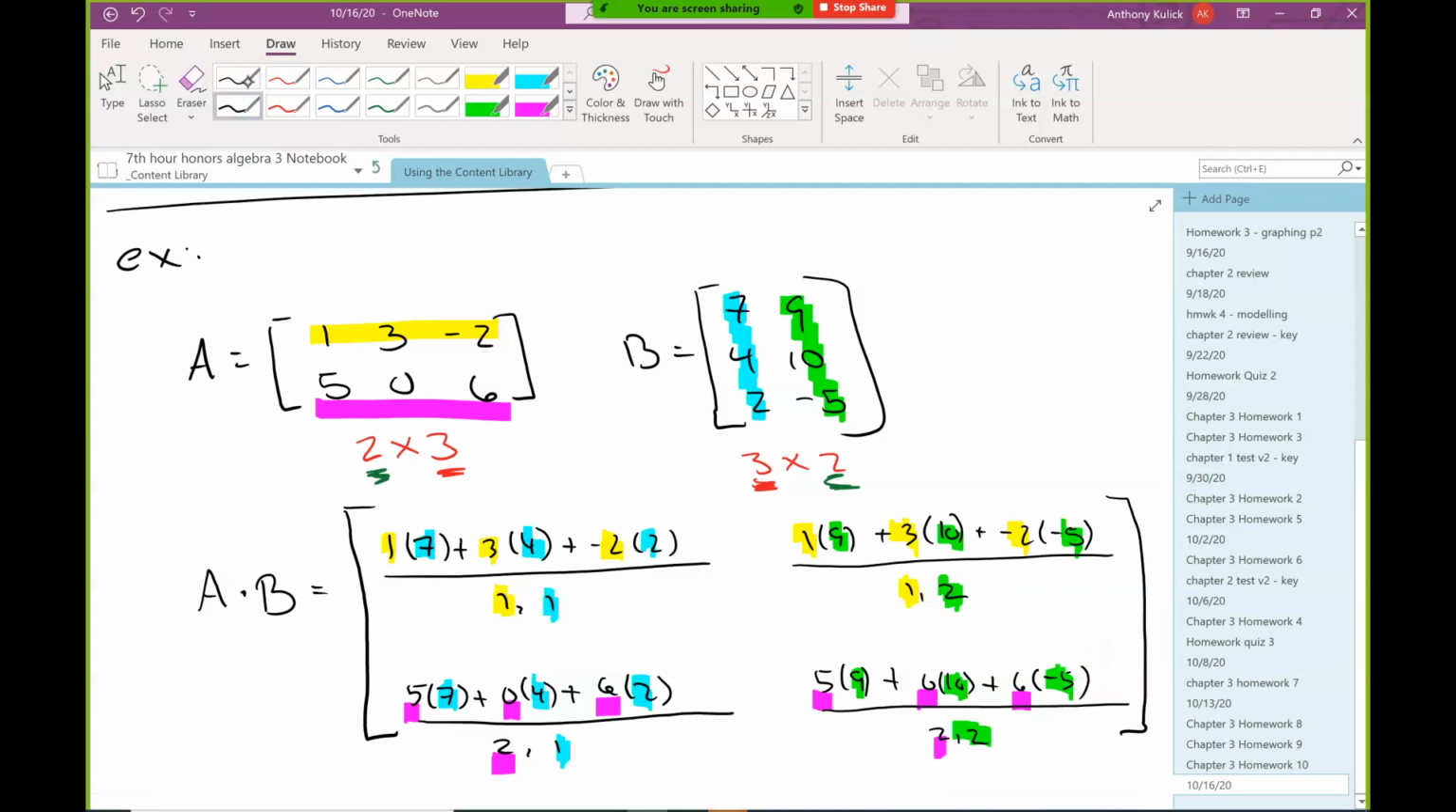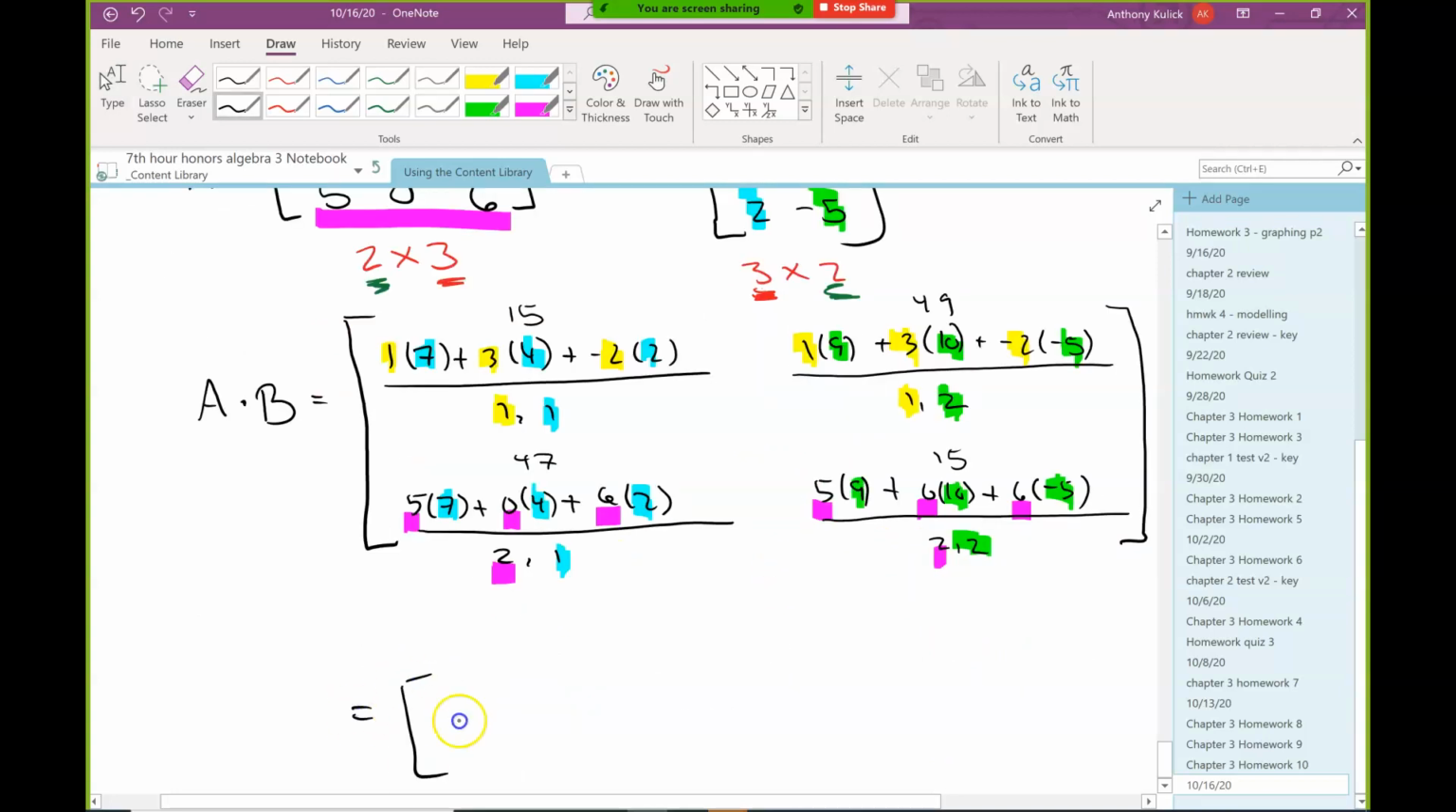So let's see, I have 7 plus 12 is 19, minus 4 is 15. I have 9 plus 30 plus 10 is 49. I have 35 plus 0 plus 12 is 47. Then I have 45 plus 0 minus 30 is 15. So my answer is 15, 49, 47, 15.